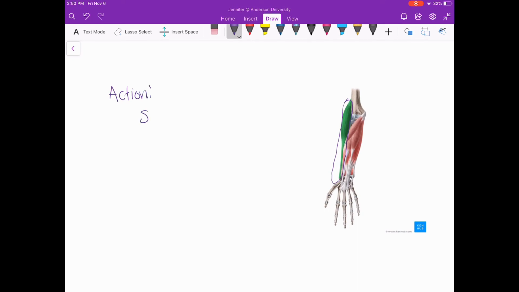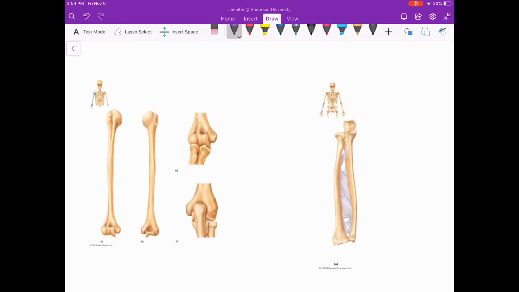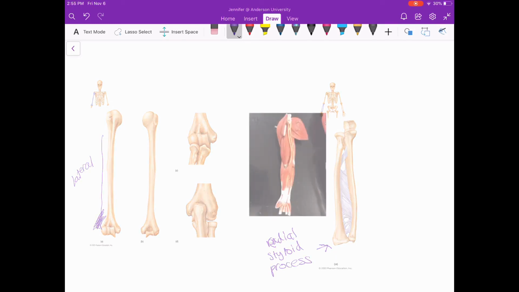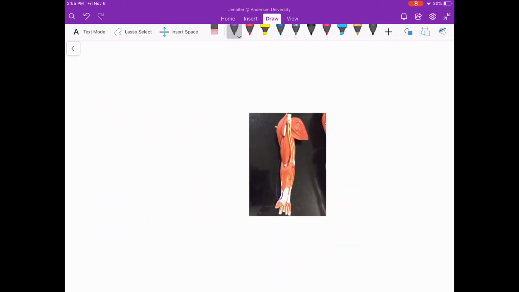For the action, this one is a synergist in forearm flexion, so it acts with the biceps brachii. Here we have bones, so we have the radius, the ulna, and the humerus shown in these images. You can see the lateral side of the humerus, and you can also see the radial styloid process, the part that goes down and has a tip. So this is also moving towards the wrist and those joints. And then again, we have a model where you can see this muscle on the lateral side of the forearm.